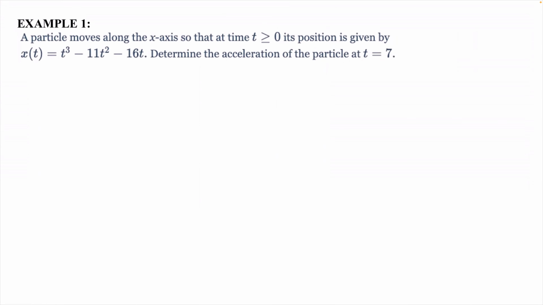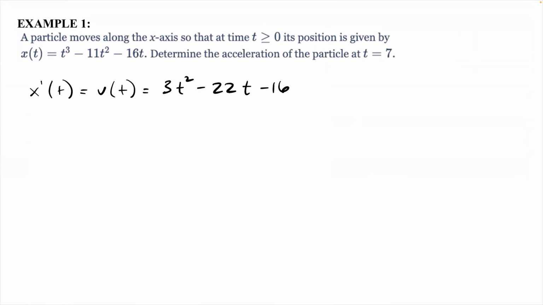Find the second derivative, right? Position and acceleration. Acceleration is the second derivative, okay? So the first derivative is velocity, v of t, or you can use x prime. It can be x prime of t, or you can use v of t. Either one's okay because they mean the same thing. So the first derivative is 3t squared minus 22t minus 16.